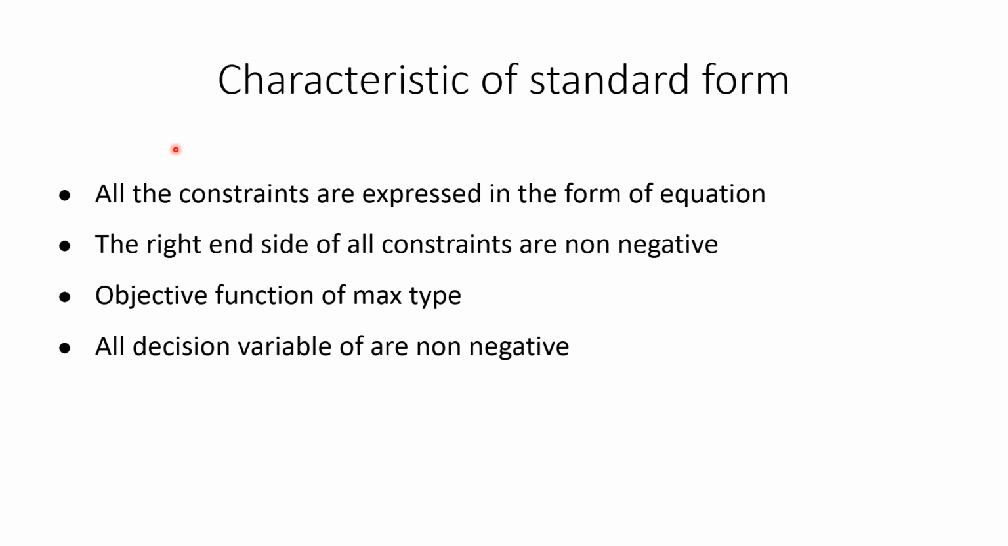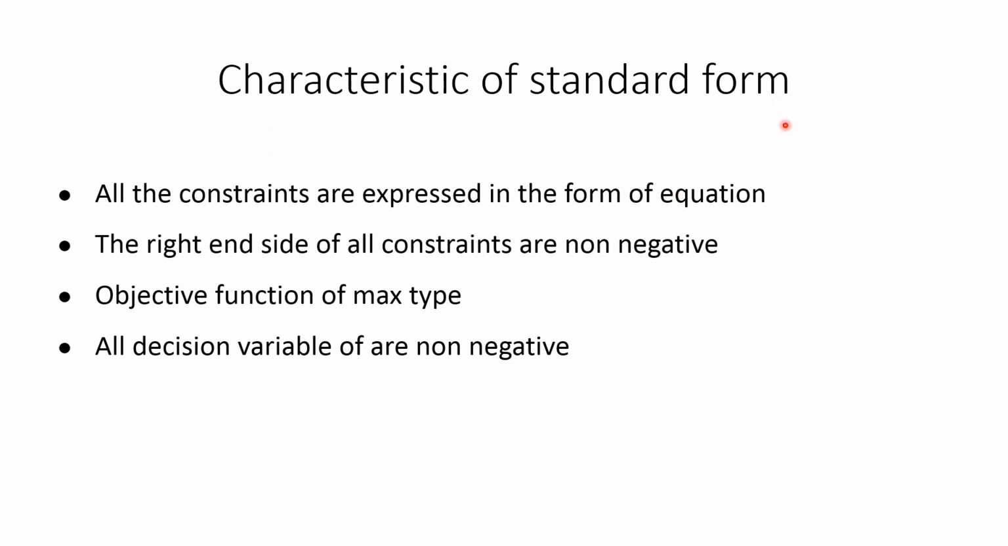Okay, characteristics of a standard form. All the constraints are expressed in the form of equations. In the form of equations means if it is less than or if it is greater than, we have to add or subtract by using a slack or surplus variable, but we have to convert into equality type, so in the form of equation. Okay, the right hand side of all constraints are non-negative.